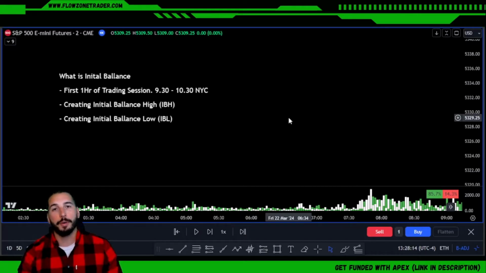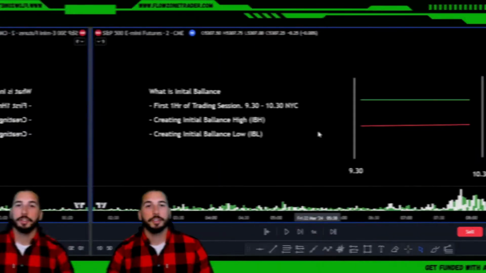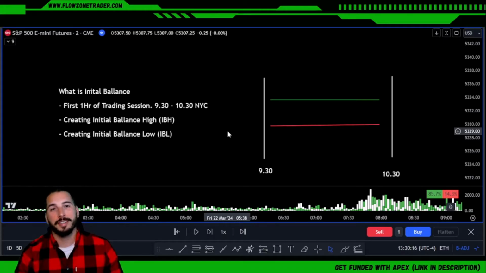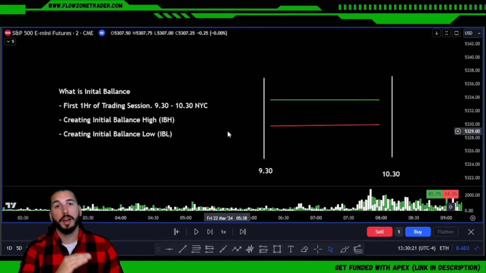From that first hour, what do we get? We get an initial balance high that I call an IBH, or an initial balance low, or an IBL to be abbreviated. So what might that look like when we look at a market? Let's draw it out for you really quickly so that you can understand. Before I go any further, it's important that you understand the initial balance is not set until 10:30. So from 9:30 to 10:30, you will have an expanding initial balance as price action moves. Let me show you what I mean.